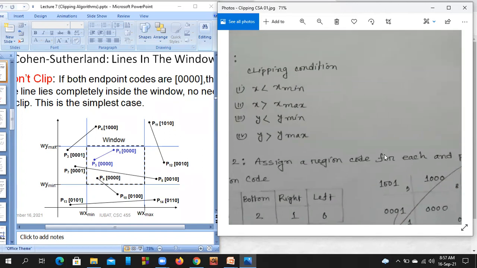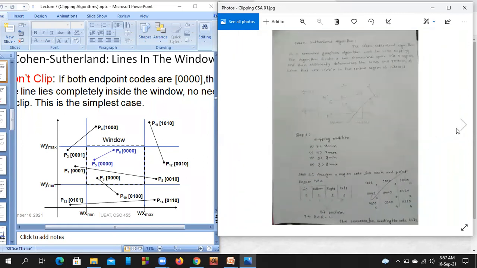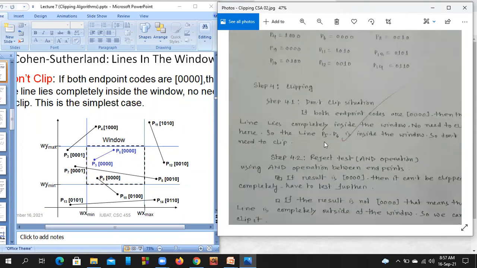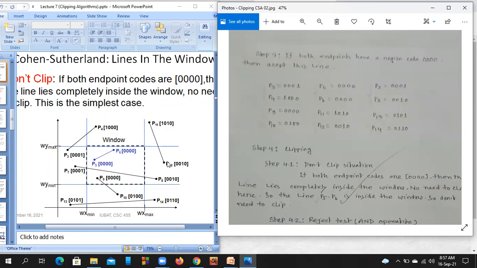Now after this, we are going to find out the region code for all the regions for our lines that have been given. So for P3, P4, as you can see, 001 and 100, the same way P5, P6, 000 and both are 00. So the same way all the points have had their region codes defined.